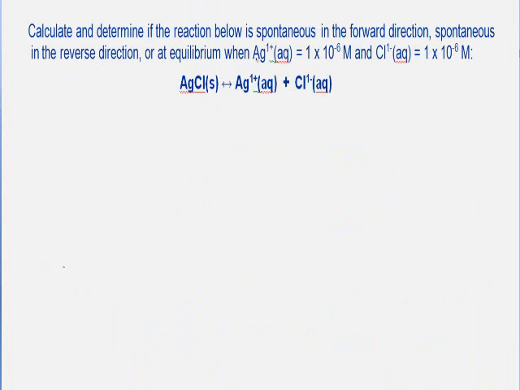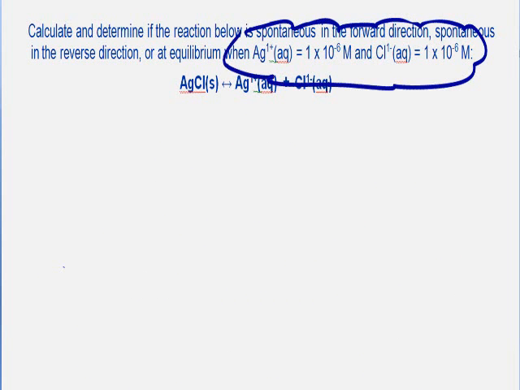Let's change our problem now to see if the reaction is spontaneous or non-spontaneous in the forward and reverse directions, or at equilibrium, when we have conditions that are something other than standard conditions. In this case, the silver is 1 times 10 to the minus 6 molar, and the chloride is also 1 times 10 to the minus 6 molar.